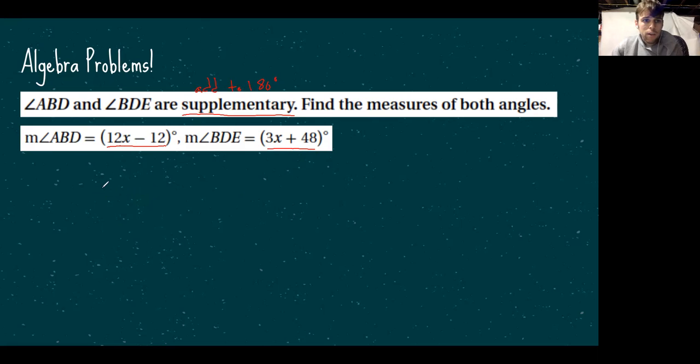So supplementary angles would say that the measure of angle ABD plus the measure of angle BDE, those have to equal 180 degrees, right? That's kind of the basic idea that we'll use in setting up this equation. Well, since we know the measure of ABD in terms of an algebraic expression, we can use that. And we know the measure of angle BDE in terms of an algebraic expression, so we can also use that. And they have to equal 180.